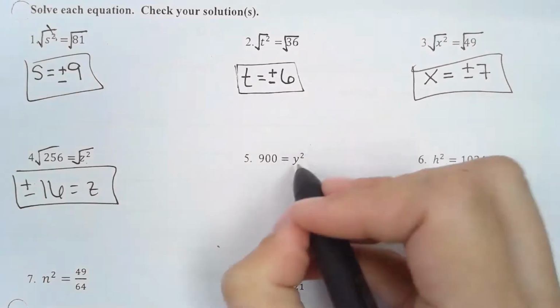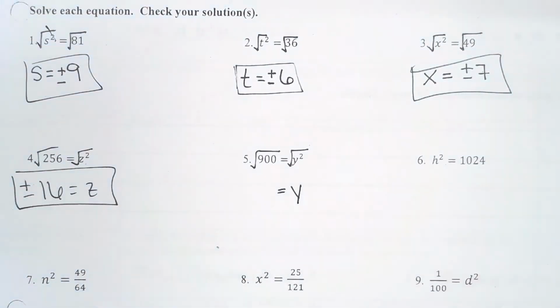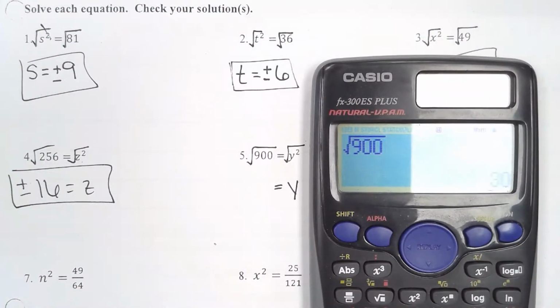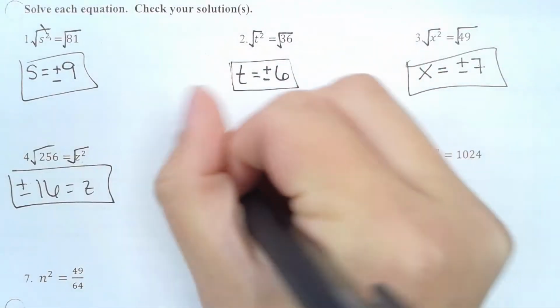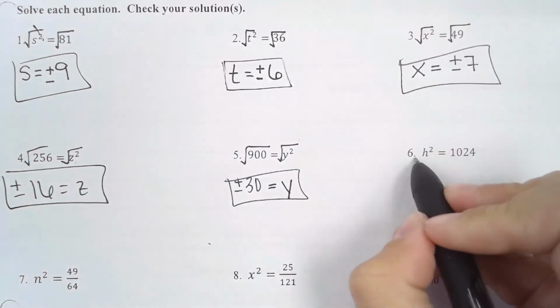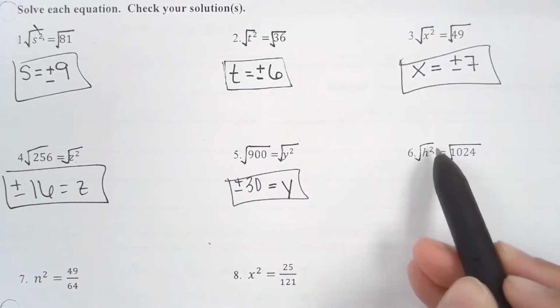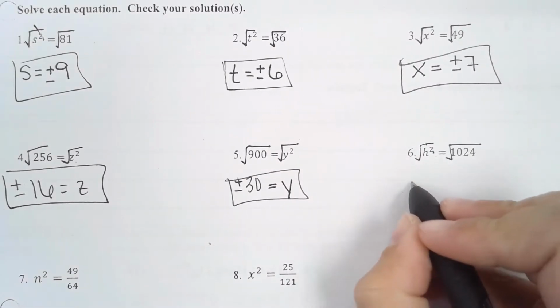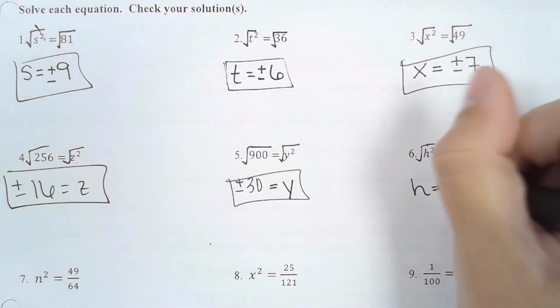Okay, then the next two. Again, we're just going to be square rooting both sides to get y by itself. The square root of 900 is plus minus 30. Then same thing for number 6, the opposite of squaring something is square rooting to get h by itself. They're inverse operations of each other. So the square root of 1024 is plus minus 32.